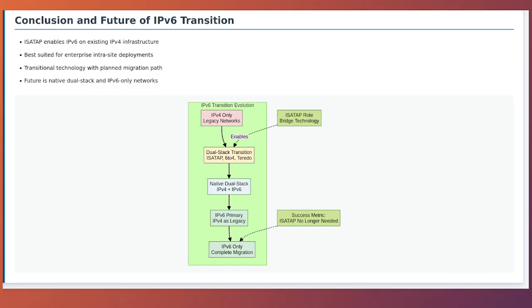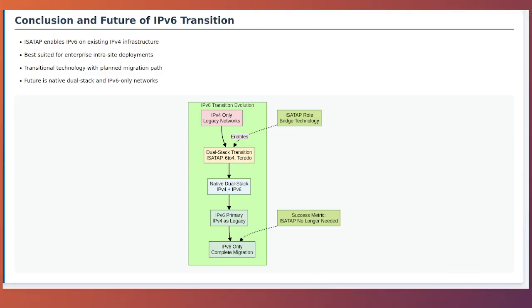New deployments should strongly consider native dual-stack whenever possible, using ISATAP only where necessary for specific legacy segments. The skills and knowledge developed working with ISATAP remain valuable as they transfer to understanding other transition mechanisms and the broader IPv6 ecosystem. The troubleshooting techniques, security considerations, and deployment patterns discussed here apply to many network transition scenarios beyond ISATAP specifically. The ultimate success metric for ISATAP is that it becomes unnecessary.